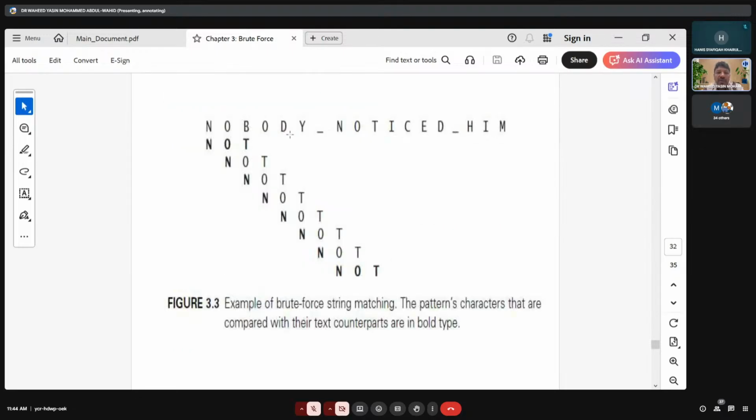Here is an example of brute force: the pattern characters that are compared with their text counterparts are in bold type. The pattern is NOT. So I compare N, O, T here, then again N, O, T at each position, and I keep shifting until I find N, O, T here.